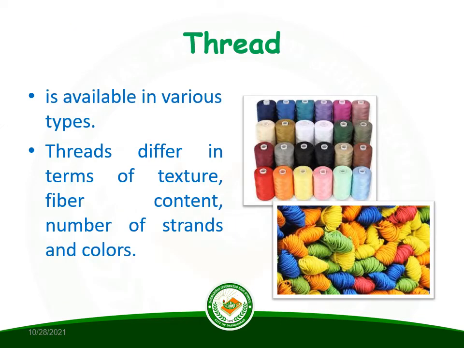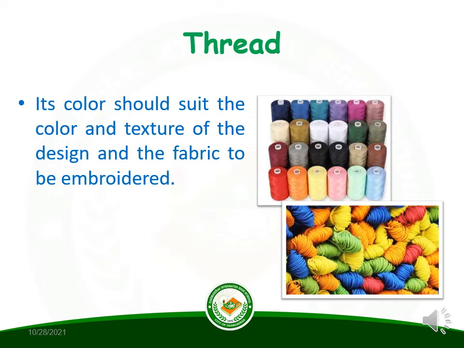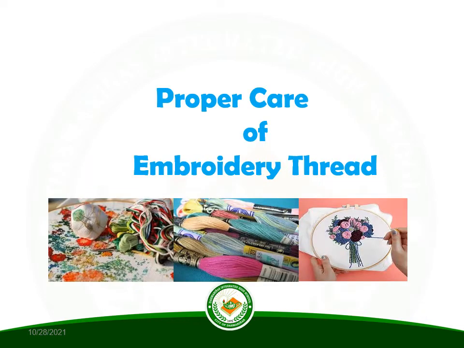Thread is available in various types. Threads differ in terms of texture, fiber content, number of strands, and colors. They are usually coded in numbers and color names. They can be in skeins, balls, or spools. Each color should suit the color and texture of the design and the fabric to be embroidered. Proper care of embroidery thread.